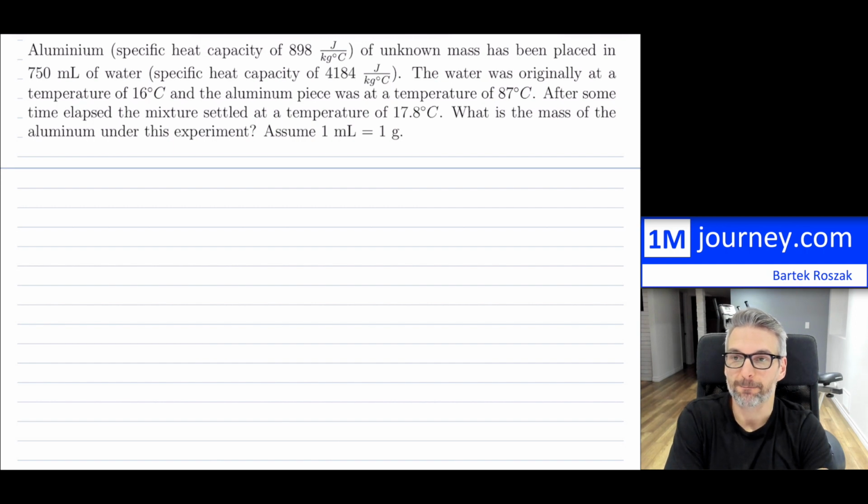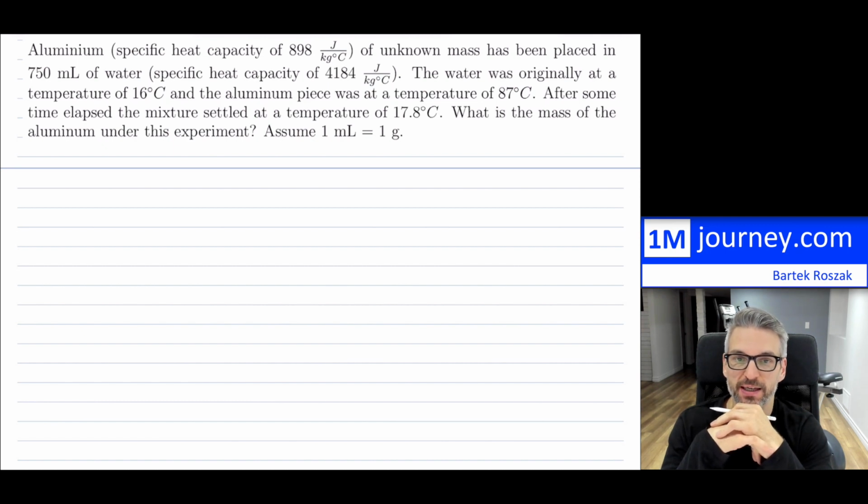Aluminum, where we're given the specific heat capacity per kilogram degrees Celsius, of an unknown mass, so we don't know what the mass is, has been placed in 750 milliliters of water. And we have the specific heat capacity there. The water was originally at a temperature of 16 degrees Celsius, and the aluminum piece was at a temperature of 87. After some time elapsed, the mixture settled at a temperature of 17.8 Celsius.